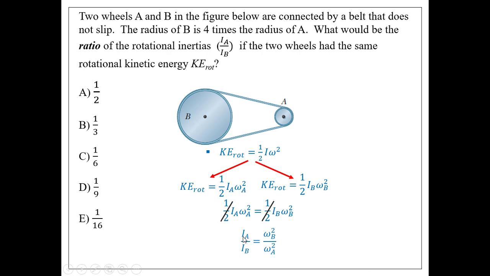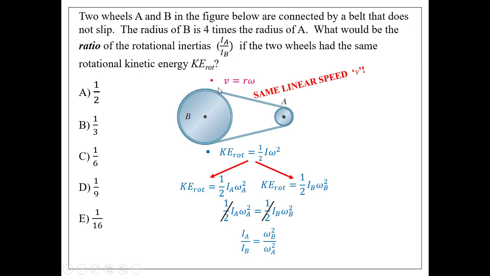At this point, in order to find IA over IB, I need to find the angular speed for wheel B and the angular speed for wheel A. But that's super easy to do. All you have to do is apply what I like to call the bridge function, the relationship between linear velocity and angular velocity, simply by multiplying by r. From here, I'm going to apply this function to B and A, in no particular order.